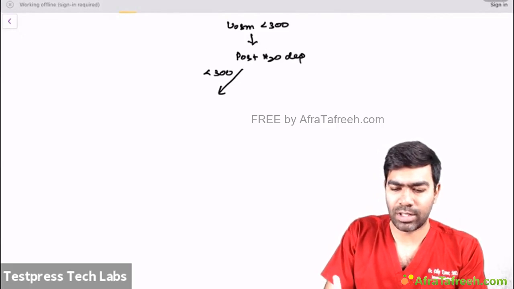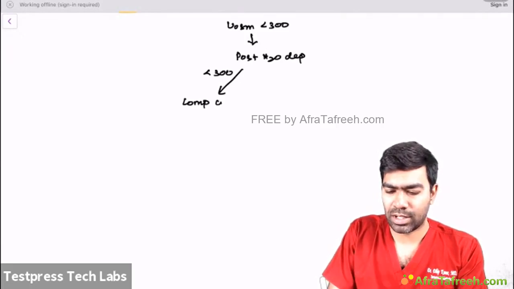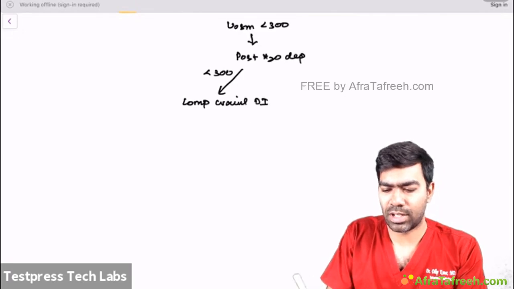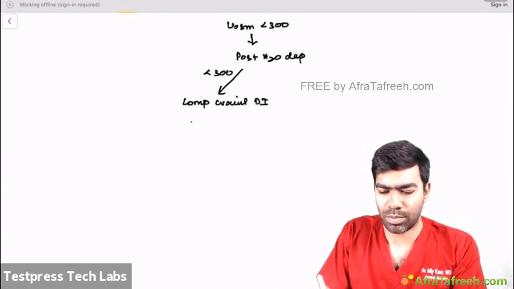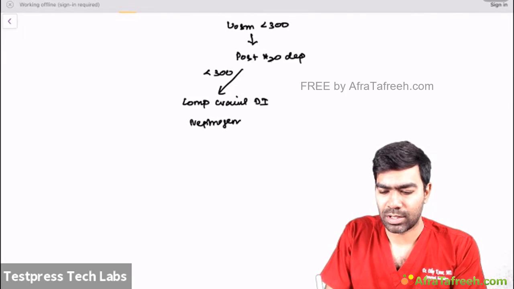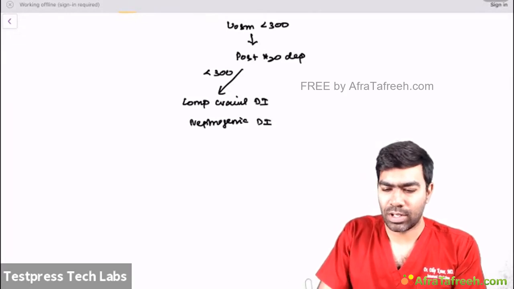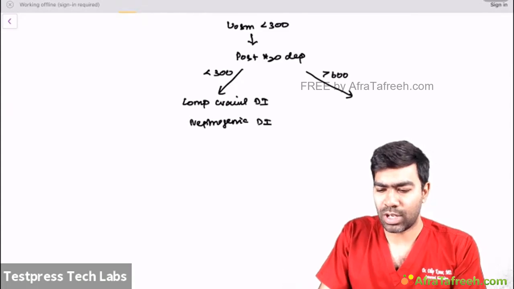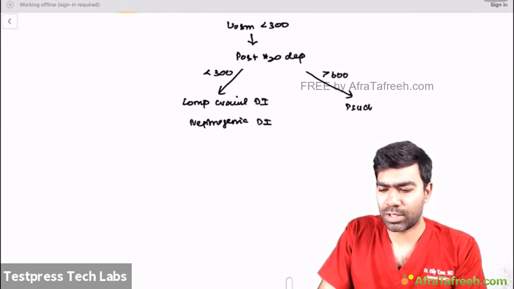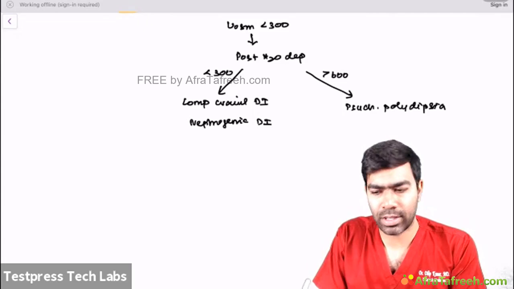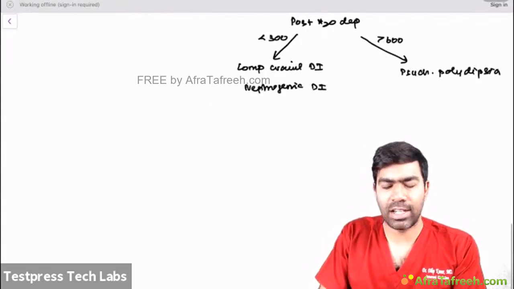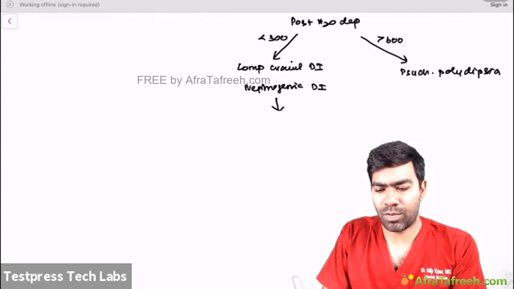So I can write two possibilities here. Either it could be a complete central diabetes insipidus, one possibility, where after water deprivation there is no improvement, or any form of nephrogenic diabetes insipidus. Nephrogenic diabetes insipidus will behave like this only. If after water deprivation my urine osmolality becomes more than 600, surely in this setting I'm dealing with psychogenic polydipsia. But if it's in the range of 300 to 600, you cannot do anything in this setting.